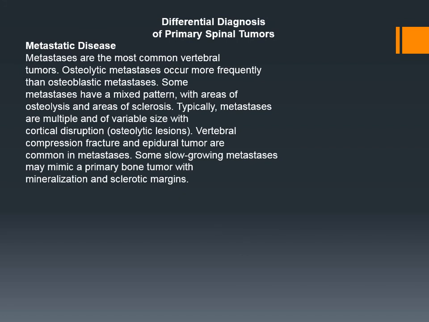Initial diagnosis of primary spinal tumors: metastatic disease. Metastases are the most common vertebral tumors. Osteolytic metastases occur more frequently than the osteoblastic metastases. Some metastases have a mixed pattern with areas of osteolysis and areas of sclerosis. Typically, metastases are multiple and variable in size with cortical disruption, osteolytic lesions. Vertebral compression fracture and epidural tumor are common in metastases. Some slow-growing metastases may mimic a primary bone tumor with mineralization and sclerotic margins.